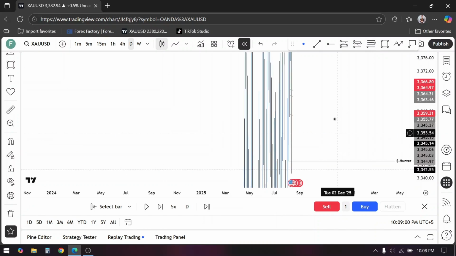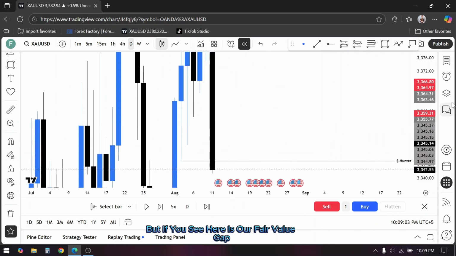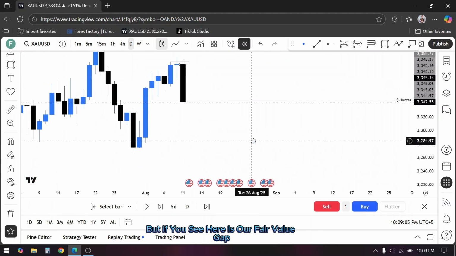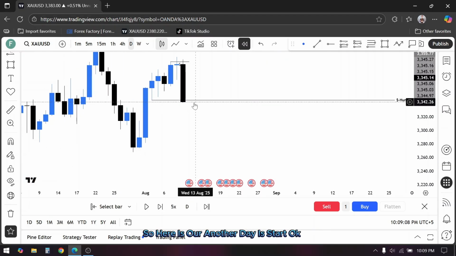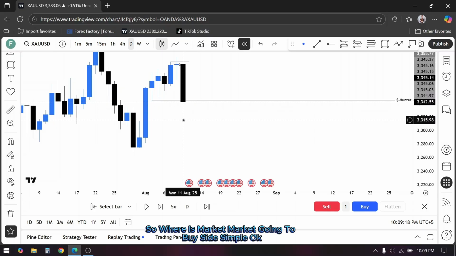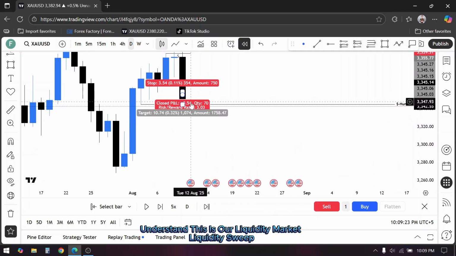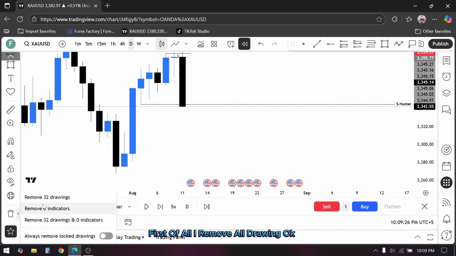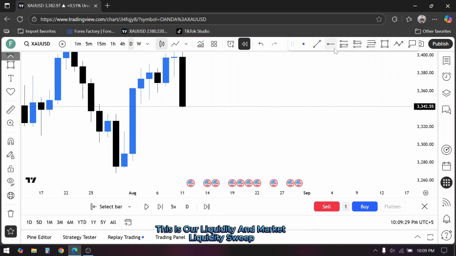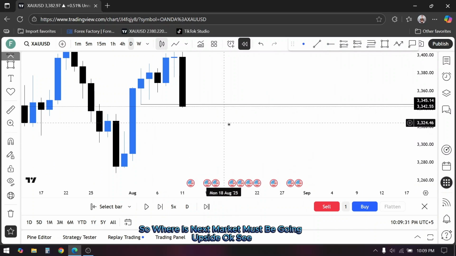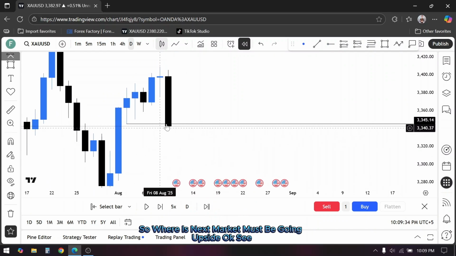Okay, this day was continue, but if you see, here is our fair value gap, so here is our another day start. Okay, so like when this liquidity was sweep, so where is market going to buy side, simple. Okay, understand, this is our liquidity, market liquidity sweep. First of all, I remove all drawing. Okay, this is our liquidity and market liquidity sweep. So where is next target? Market must be going upside.